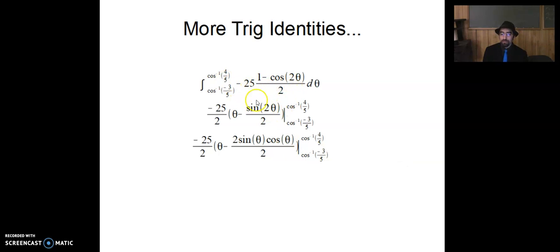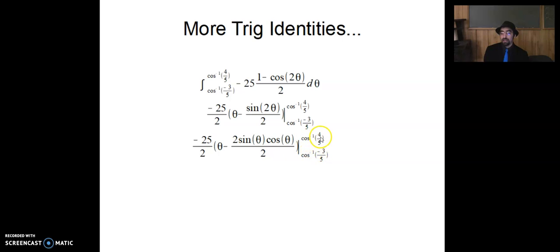All I have to do here is pull out my -25 times 1/2. That gets me a -25 over 2 times theta. I get my cosine 2 theta, right? That becomes sine 2 theta over 2. Now, notice this over 2 comes out here. The over 2 down here comes from anti-differentiating cosine 2 theta. When I do chain rule forwards, I have to multiply by 2. For integration, I'm doing chain rule backwards, so I have to divide by this 2. That's why this 2 ends up down here. And so I get -25 over 2 times theta minus 2 sine theta cosine theta over 2. Again, sine 2 theta equals 2 sine theta cosine theta.